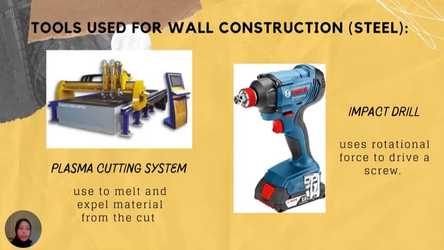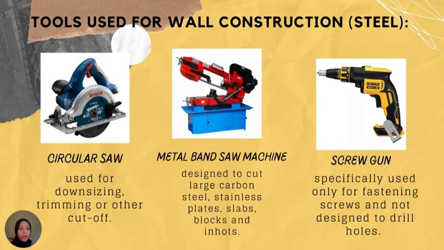So next, the tools used for wall construction steel. What we have here is plasma cutting system. It is used to melt and expel material from the cut. Next is impact drill, which uses rotational force to drive a screw. The third one is circular saw, used for downsizing, trimming, or other cut off. Next is metal bandsaw machine, designed to cut large carbon steel, stainless plates, slabs, blocks, and ingots. And lastly is screw gun, specifically used only for fastening screws and not designed to drill holes.